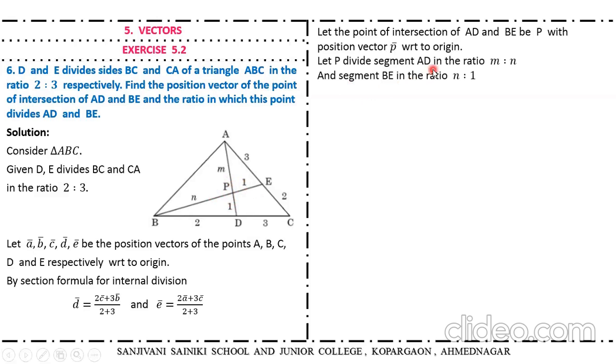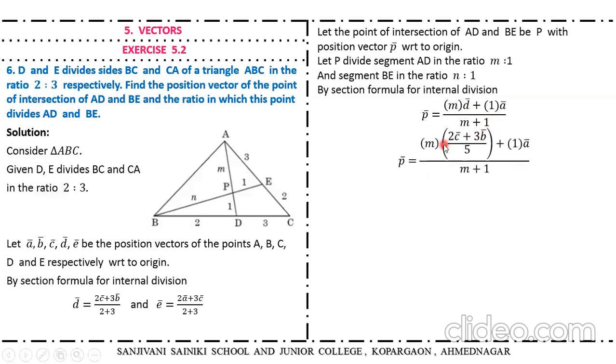Let P divide the segment AD in the ratio m is to 1 and the segment BE in the ratio n is to 1. So by using section formula for internal division, we get P bar is equal to m times D bar plus 1 times A bar upon m plus 1.